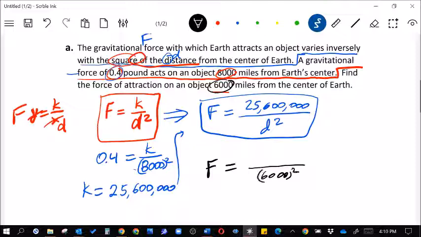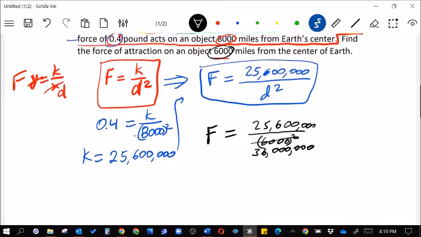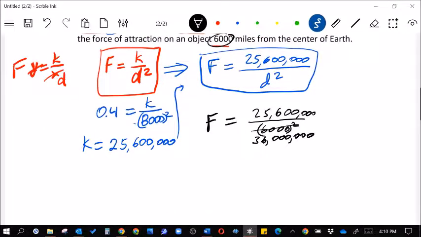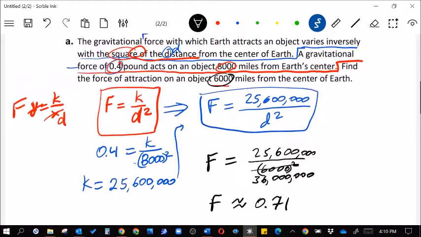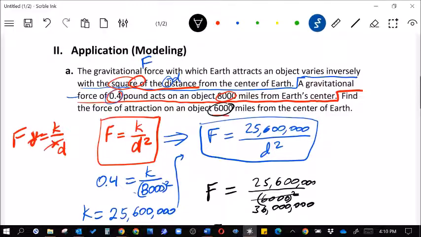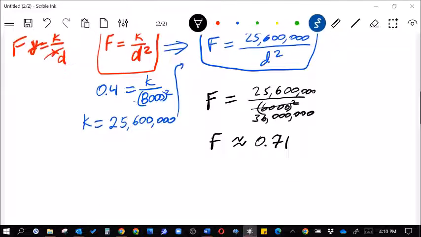6,000 being squared. Sure, that's really a zero there. And then 25,600,000. Well, this number becomes 36 million when you square it. So we have 25.6 million divided by 36 million, and the force comes to approximately 0.71. Come back up here to see what kind of units it was. Okay, so it's pounds, 0.4 of a pound, and this is 0.7 pound.